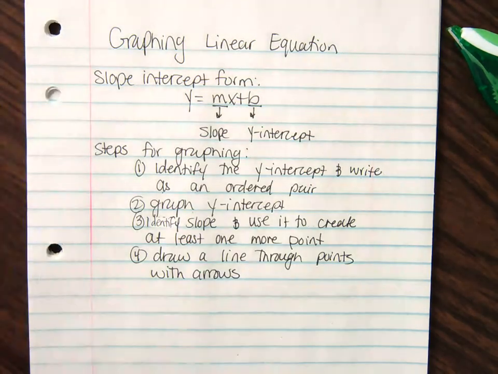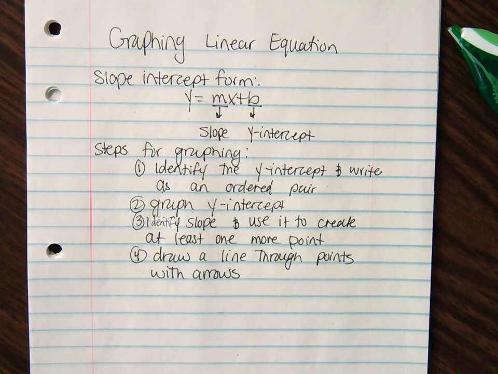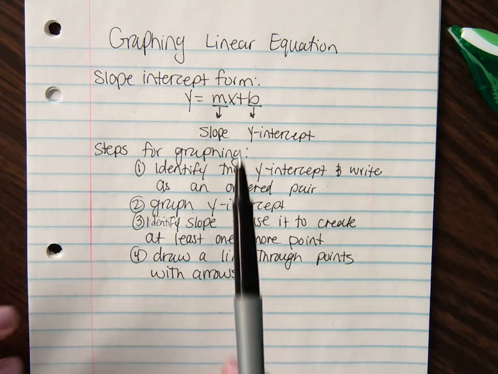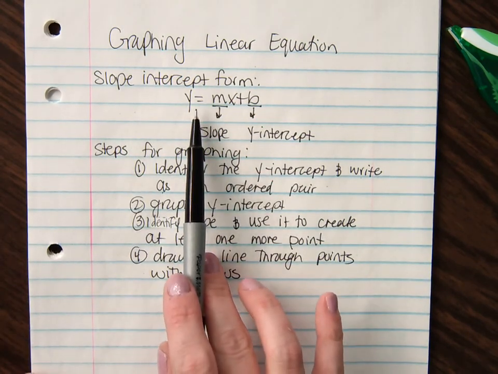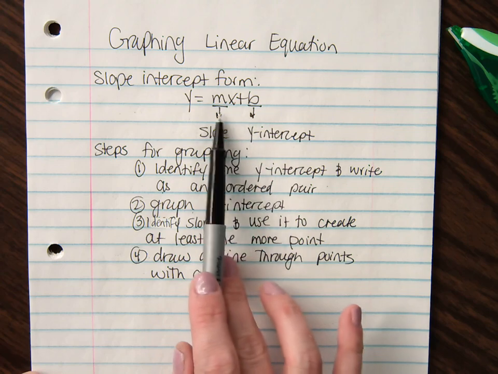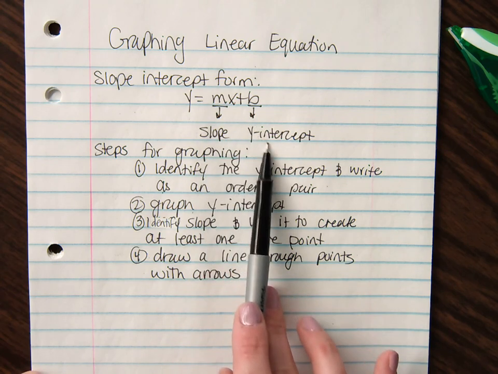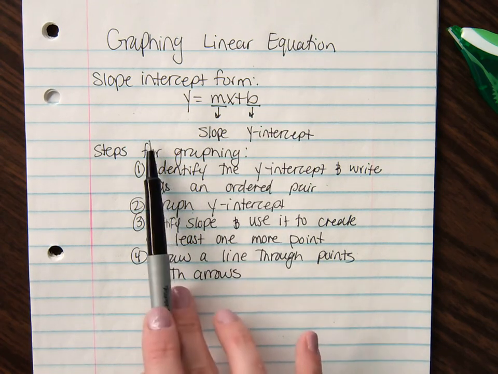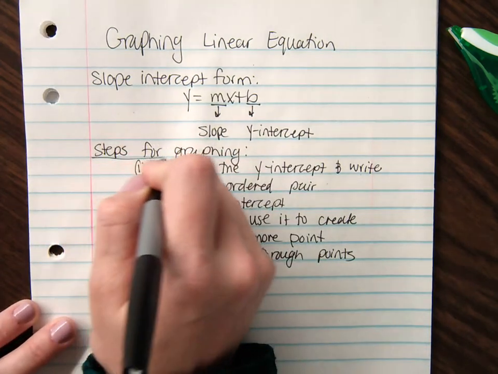Alright, today we're going to talk about how to graph linear equations. We need to be able to do it when it's in slope-intercept form and when it's not in slope-intercept form. We need to remember that slope-intercept form is y equals mx plus b. M is your slope and b is your y-intercept. These are our steps for graphing.